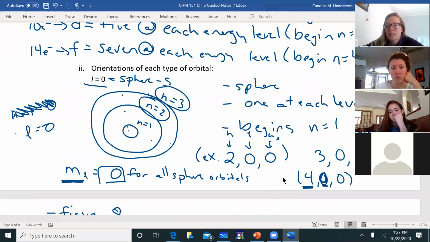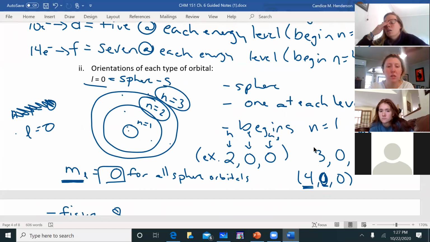The S's are really easy. It's always going to be 0, 0. There's no option outside of that. It's going to be 1, 2, 3, or 4, 5, or 6, and then it's going to be 0, 0 always. So I guess I'm not really understanding the N portion of this when it says N begins at 1. How could it be 2, 0, 0?